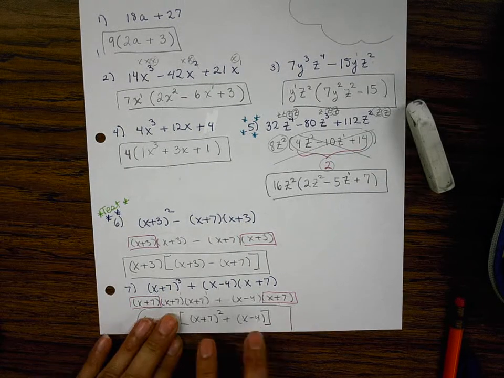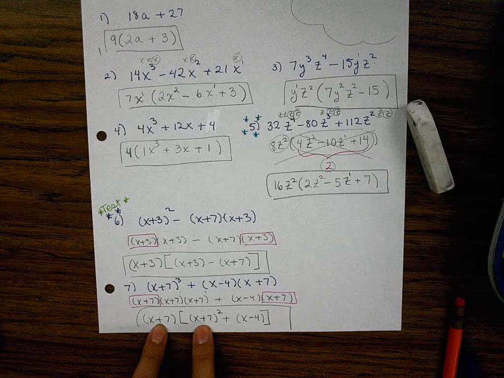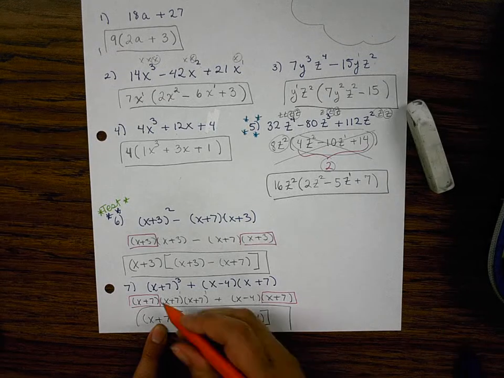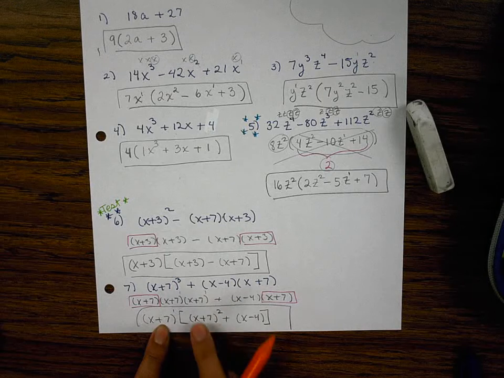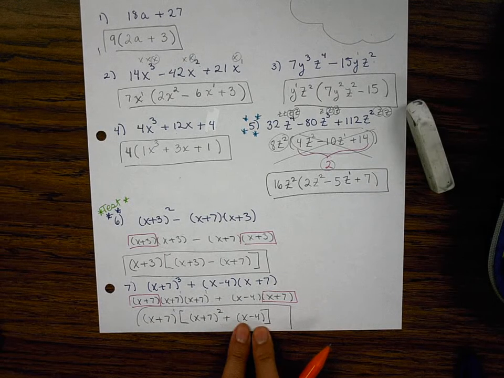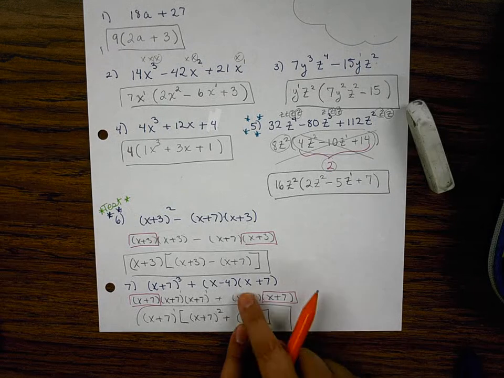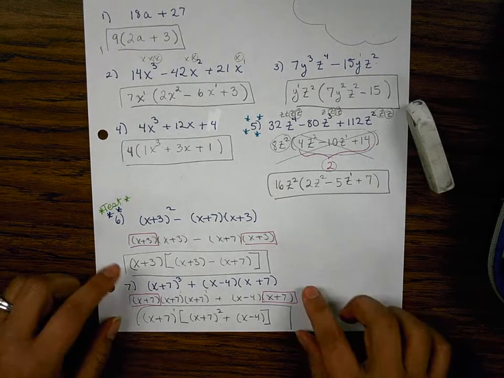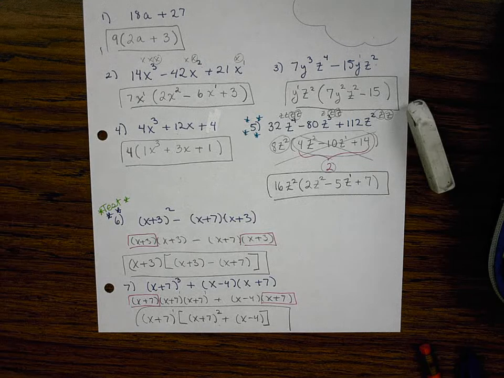So you can see there's 2 terms. X plus 7 times x plus 7 squared, if you were to add the exponents because the bases are the same, it's x plus 7 cubed. X plus 7 times x minus 4 is the x minus 4 times the x plus 7. So it does indeed work. We'll get more practice with these as we go through the unit.